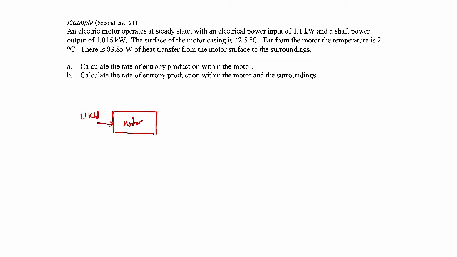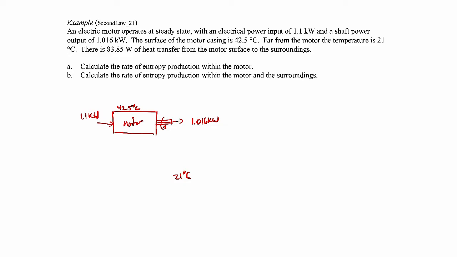And a shaft power output. So here's a rotating shaft. And the shaft output power is 1.016 kilowatts coming out. We're told the surface of the motor casing is 42.5 degrees Celsius, so I'll just put that right here, 42.5 degrees Celsius on the surface. Far from the motor, the temperature is 21 degrees Celsius.